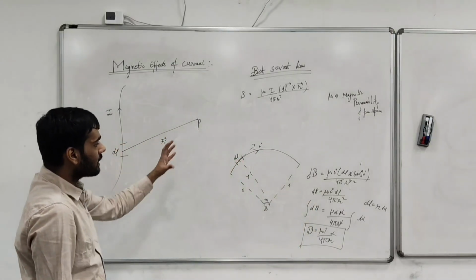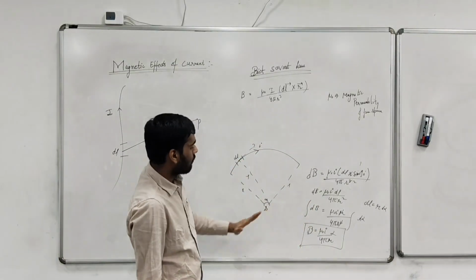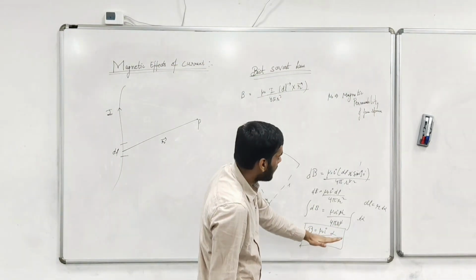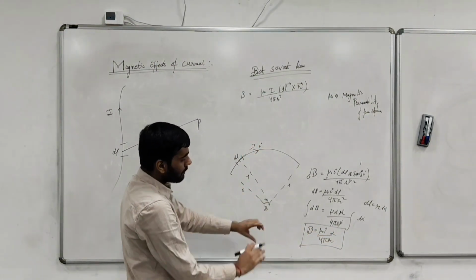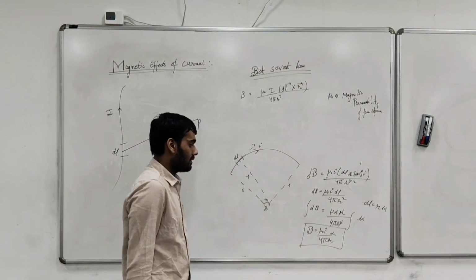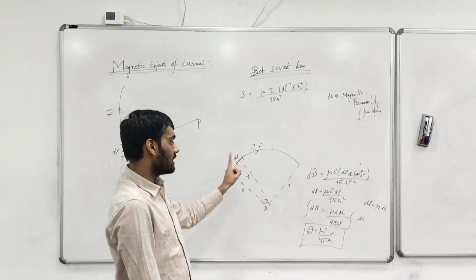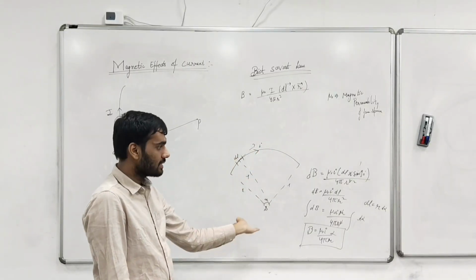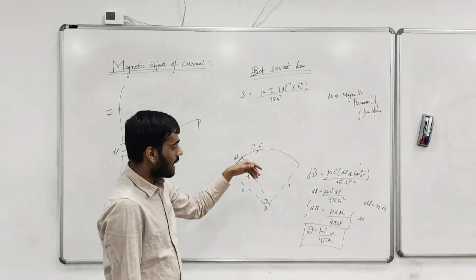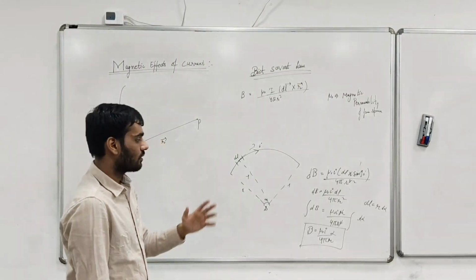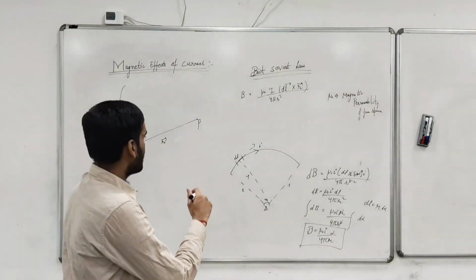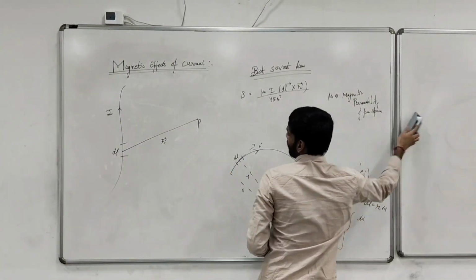So we have seen the magnetic field produced by this arc at point P comes out to be mu naught I alpha over 4 pi r. It depends on the angle. You can see it depends on the angle. As the angle increases, the length of wire increases, and the magnetic field will increase. Okay, so let's take the case of a semicircle.